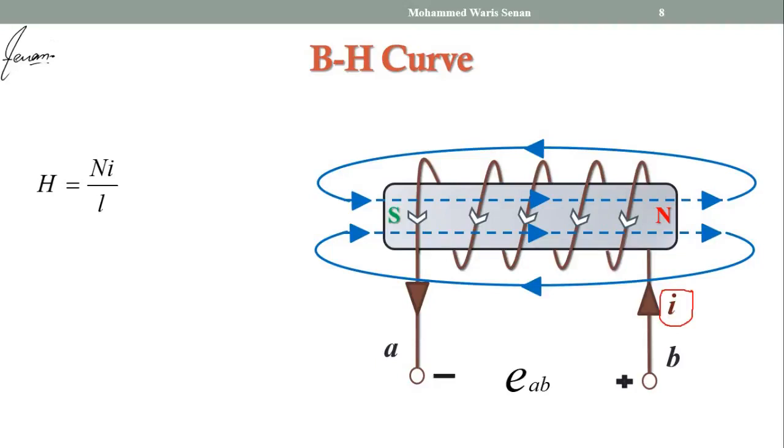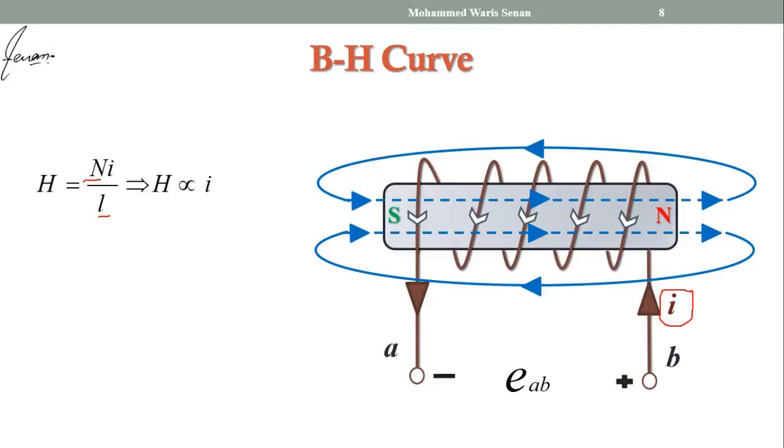Now here in this case, N and L are constant. So if N and L are constant, we can say that H is proportional to I. So as we change the current, the magnetic field strength will change. If we increase the value of current, strength will increase. If we decrease the value of current, strength of magnetic field will decrease. And now we will observe how the magnetic field of the material is changing by changing the value of current.